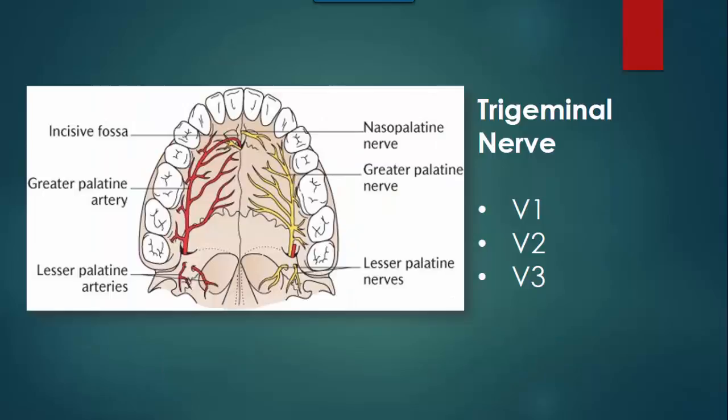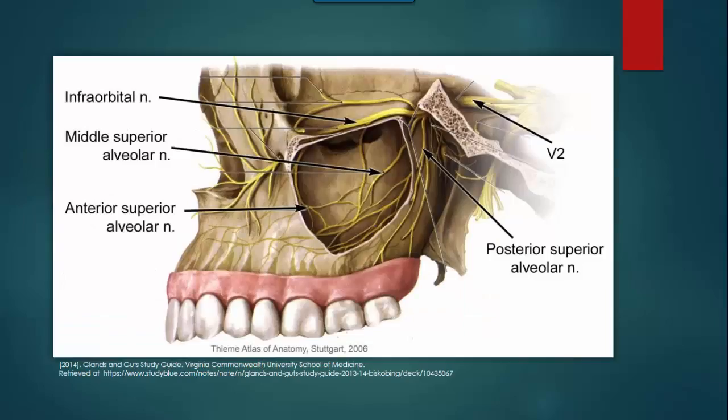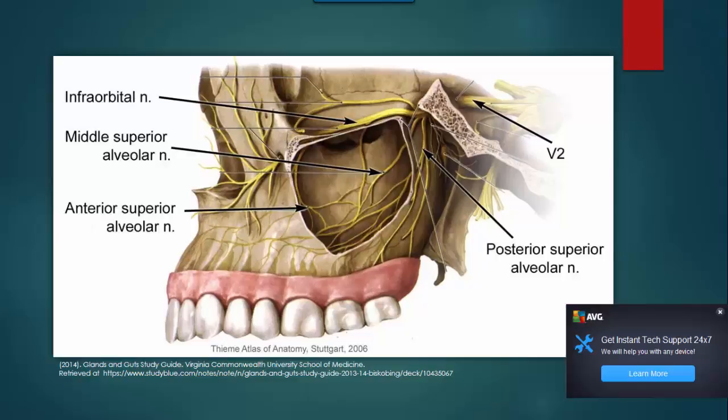Additional branches are the greater palatine nerve that exits from the greater palatine foramen and the nasopalatine nerve that exits from the incisive foramen. There's also the lesser palatine nerve that exits through the lesser palatine foramen, but again, that's a nerve that doesn't really pertain to us as hygienists. This is just another really good picture that shows the different divisions of the maxillary nerve to help you better understand how this area is innervated.